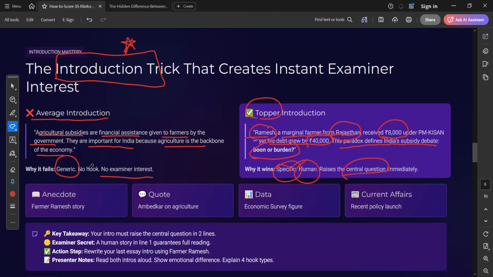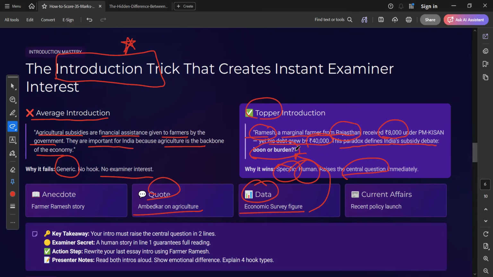So, what are the different ways? Let us say I'm comfortable in using an anecdote, but maybe someone can't be. So what can you do? You can use a quote, like what Ambedkar has said on agriculture, or you can use Economic Survey data. But whatever you use, you have to raise the question in the introduction itself about what I am going to write in this essay.